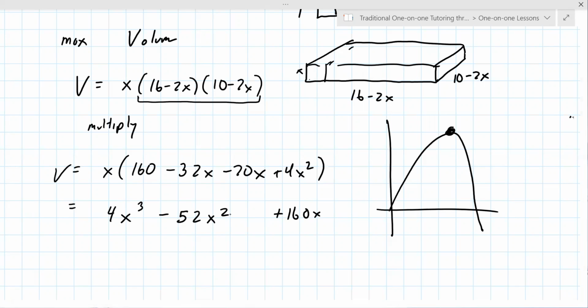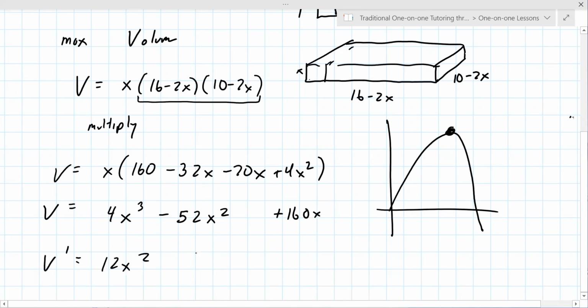Let's just check here. x cubed. Okay, looks good. So now you take a derivative. So v prime, power rule here, 12x squared minus 52x plus 160. So isn't it 52 times 2? Yes, it's 104x. Thank you. And then maybe this factors.